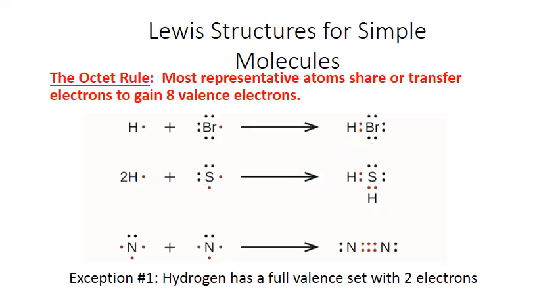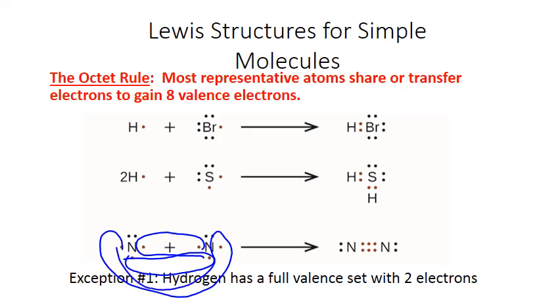And finally, each nitrogen has five valence electrons, and that gives them three unpaired electrons on the Lewis symbol for the neutral element. When two nitrogen atoms come together, they just share those unpaired electrons. And since there's three of them on each, that results in a triple bond. So there's our final molecule with the triple bond.